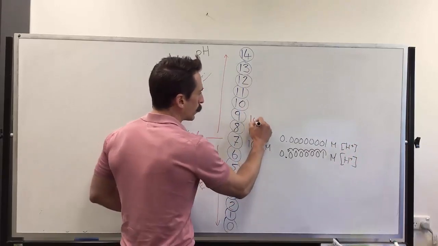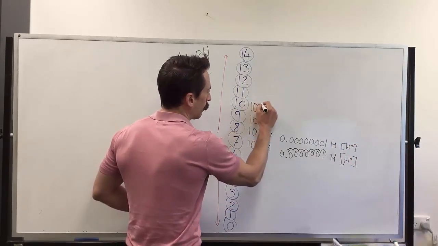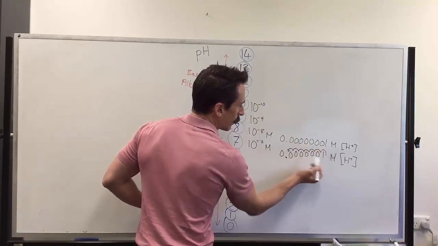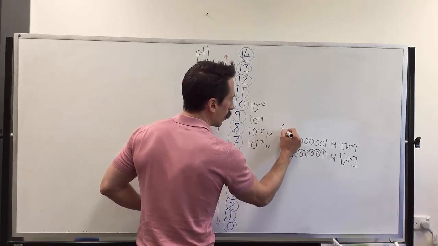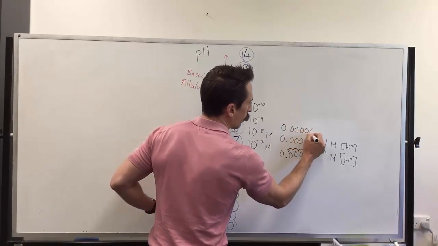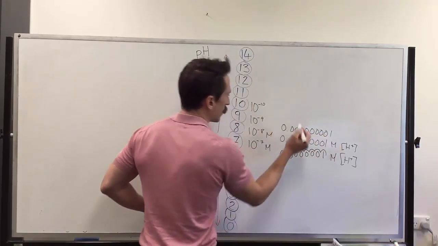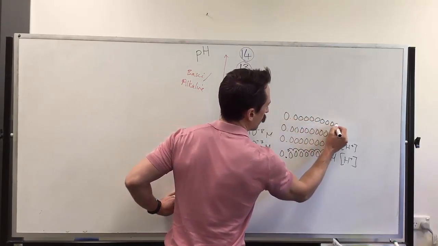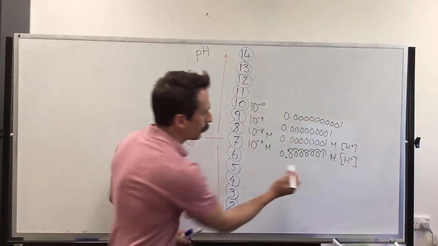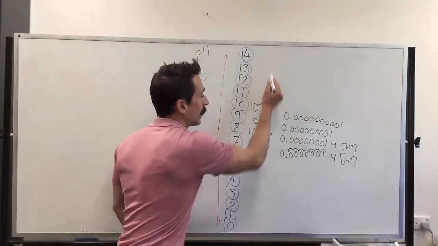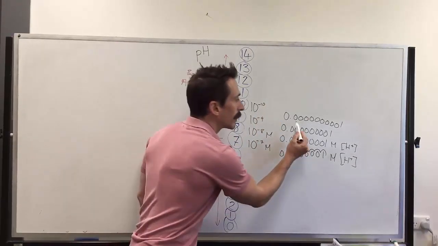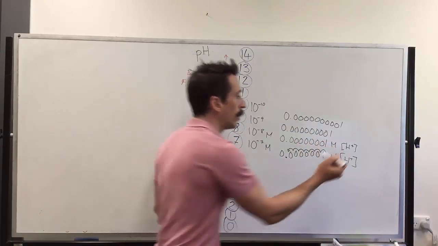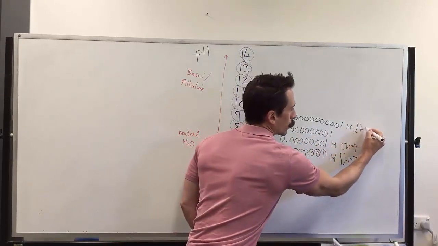Again, if we were to keep doing this, 10 to the negative 9, 10 to the negative 10, what we're going to find is there are 8 zeros for 10 to the negative 9, and 9 zeros for 10 to the negative 10. What you can see is as we go from 7 up to 14, the concentration of hydrogen ions gets smaller. Look how small that number is. That is a very, very small number in regards to molar hydrogen ion concentration.